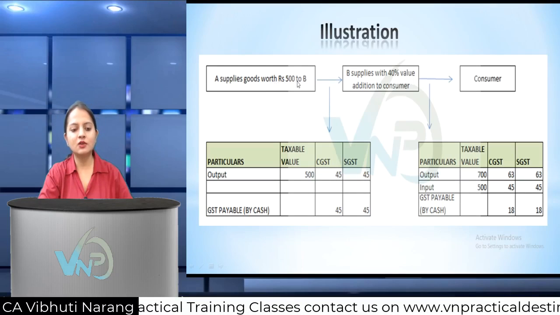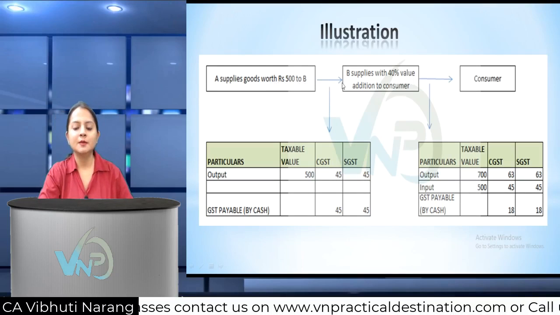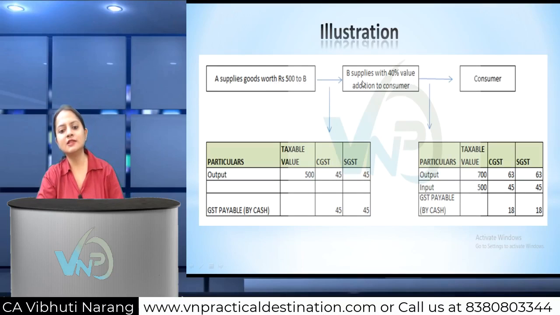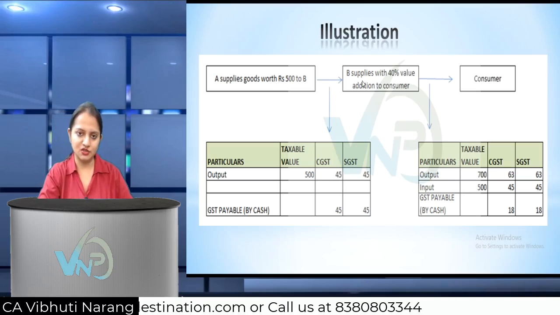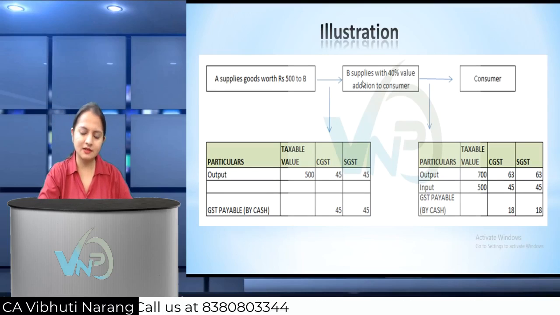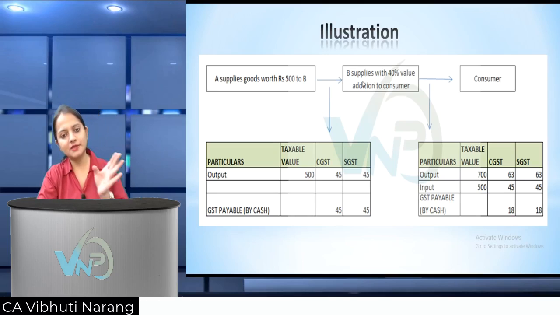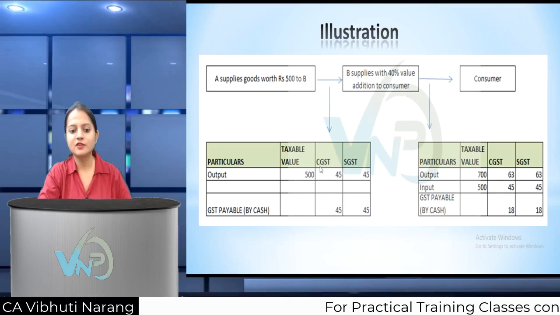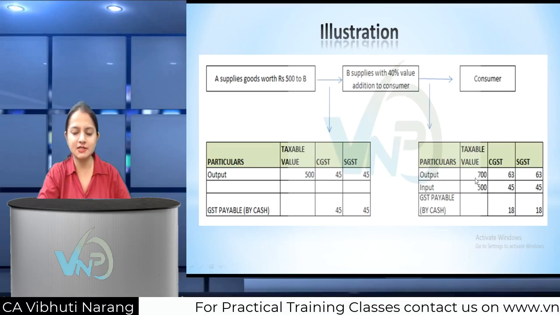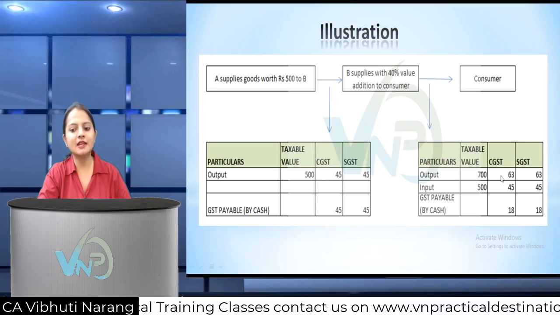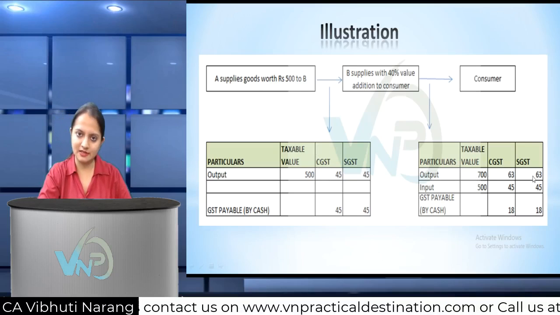Now when the goods are supplied to B, B further supplies these goods with a 40% addition, meaning the profit margin B is earning while selling to the consumer is 40%. Now 40% on the basic value at which it purchased, which is 500. So 500 plus 40% is 700, and again 9%, which is 63.